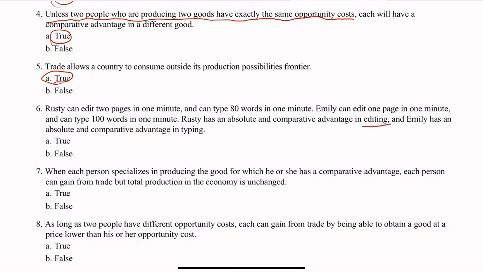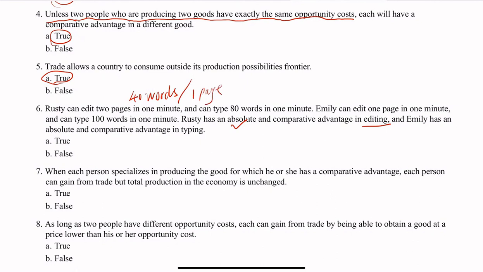What we can see here is Rusty can edit 2 pages in 1 minute, but Emily can only edit 1 page in 1 minute. So this implies Rusty is more productive in editing pages. So Rusty does have an absolute advantage in editing. What about the comparative advantage? Well, you can see that if Rusty decides to edit 2 pages, he has to give up 80 words. So the opportunity cost for Rusty is 40 words per page.